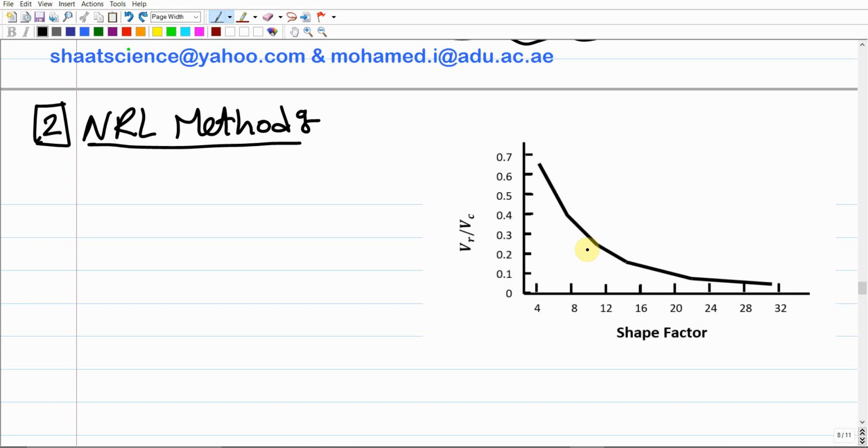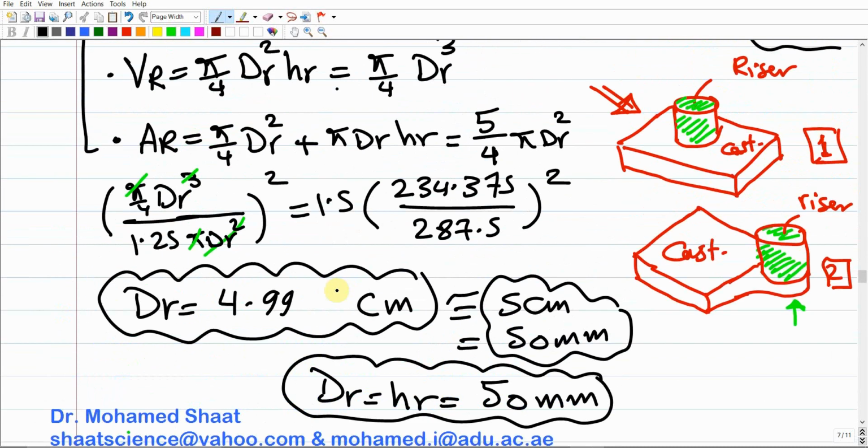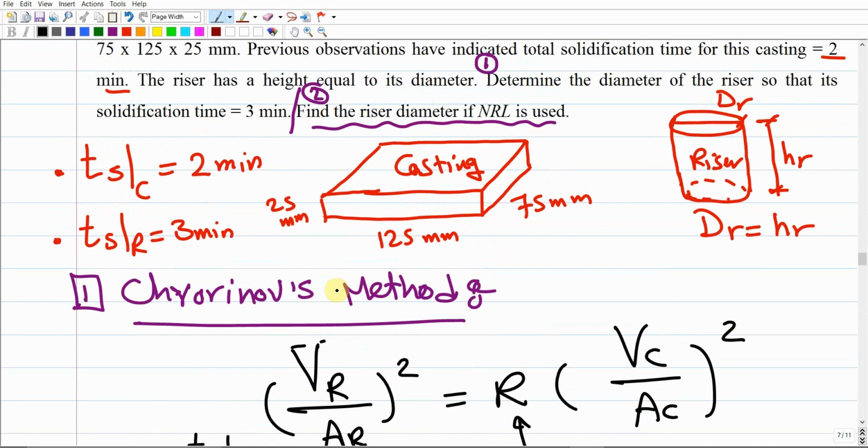Again, we said that we get this curve using experimental measurements that this lab already provided for different castings. So assume that this curve is already provided to you. The vertical axis is VR over VC, where R stands for the riser, the volume of the riser to the volume of the casting, and the horizontal axis is the shape factor. So your objective is just to calculate the shape factor of the casting. The shape factor should be L plus W divided by K times T. We said that K is a core factor, so we have to consider this factor.